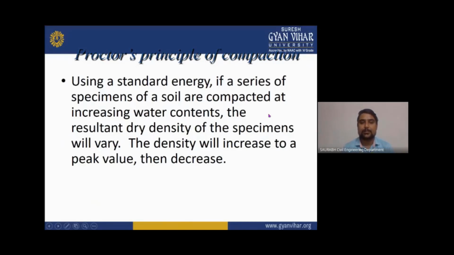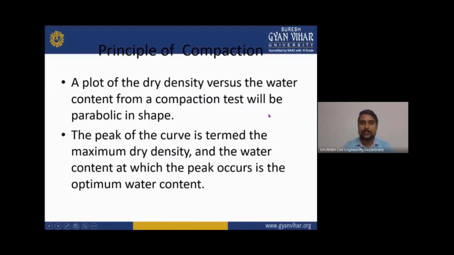If a series of specimens of soil are compacted at increasing water content, the resulting dry density of the specimens will vary. The density will increase to a peak value, then decrease. So you can understand what we have to do. We have to vary the water content, and then we will get the maximum density. Then we have to stop, and at that point we will get our MDD, which is known as maximum dry density, and after that your density will decrease as mentioned here.